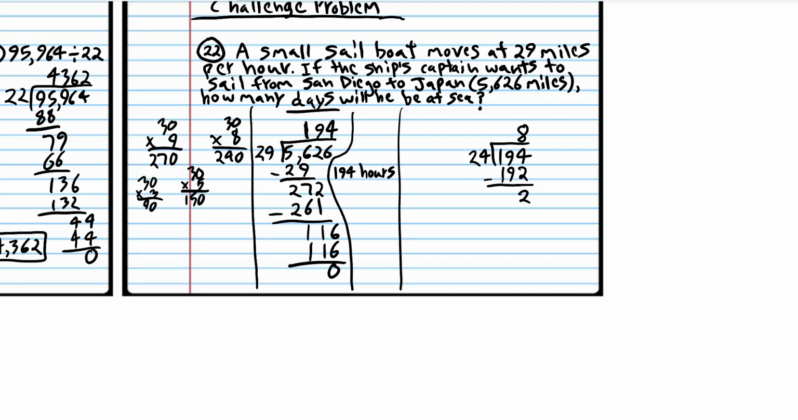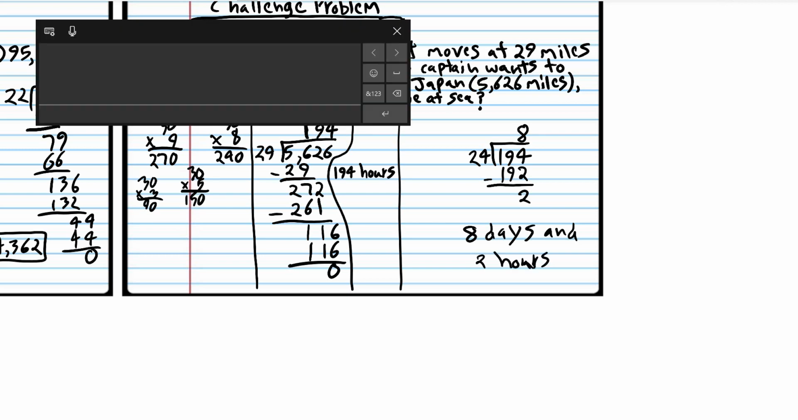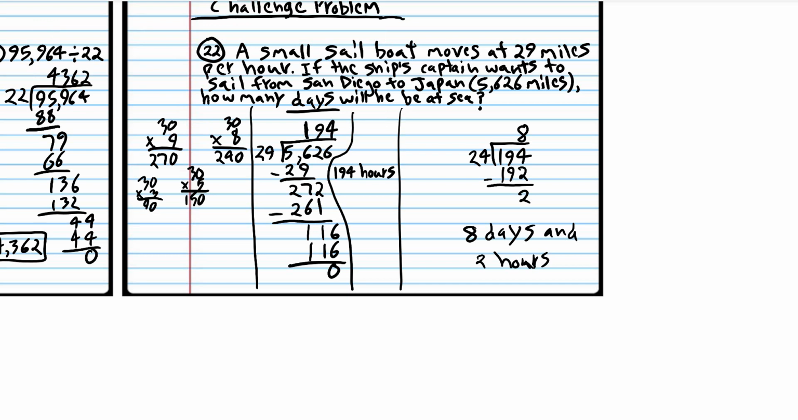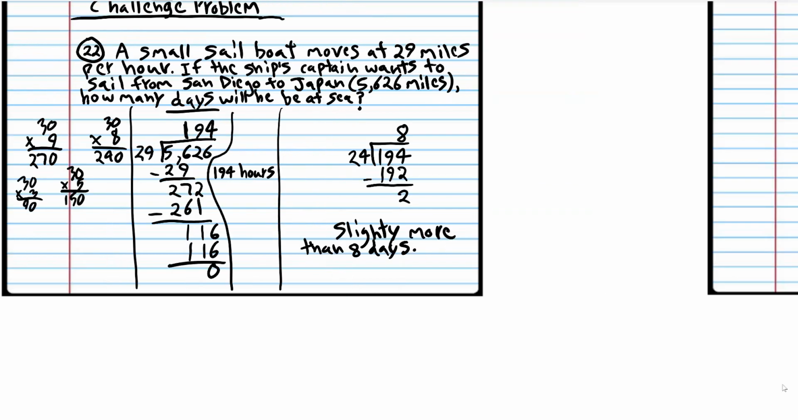So there's 8 days, right? But there's a remainder of 2. So there's 2 more hours. So we can say 8 days and 2 hours. Or we can just say it'll take a little more than 8 days. So I think I'll do that. Or you could say a little over 8 days, however you want to word it. And I forgot to put an L on that slightly.